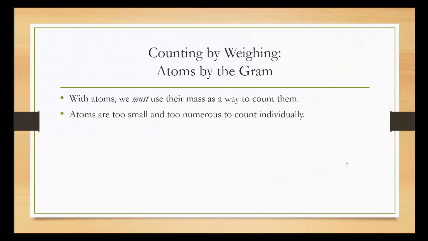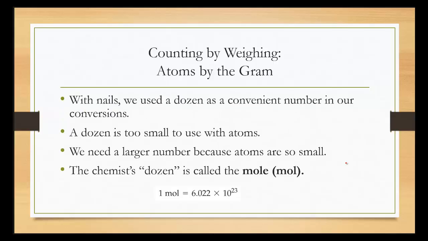Well, weighing atoms is a similar situation. We have to use mass. We cannot possibly count atoms individually. So we have to have some way of converting from one to the other. Atoms are entirely too small and too numerous to count individually. We would spend our entire life doing just 1 pound. So with nails, we use a dozen as a convenient number in our conversions. A dozen is still too small for atoms. We need a larger number. So that's where we come up with 6.022 times 10 to the 23rd. That is a mole of atoms.